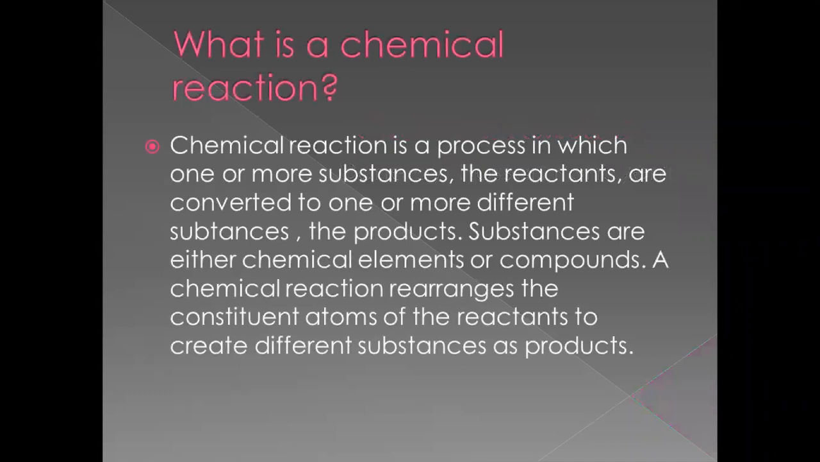What is a chemical reaction? A chemical reaction is a process in which one or more substances, which are the reactants, are converted to one or more different substances, which are the products. Substances are either chemical elements or compounds. A chemical reaction rearranges the constituent atoms of the reactants to create different substances as products.